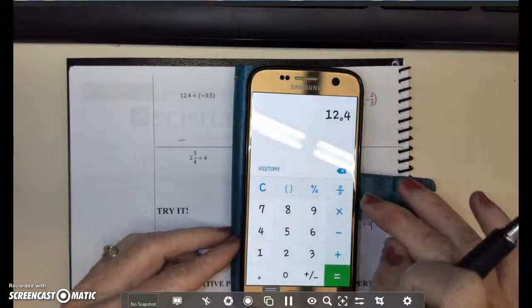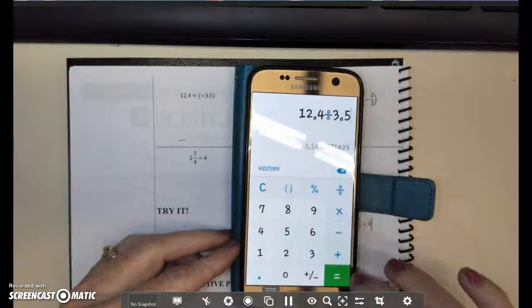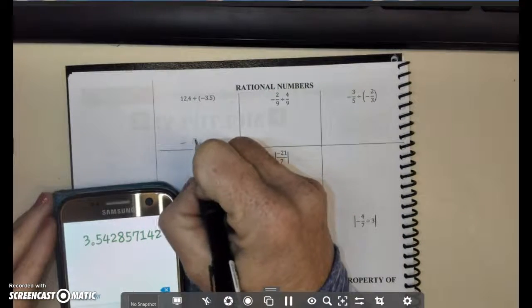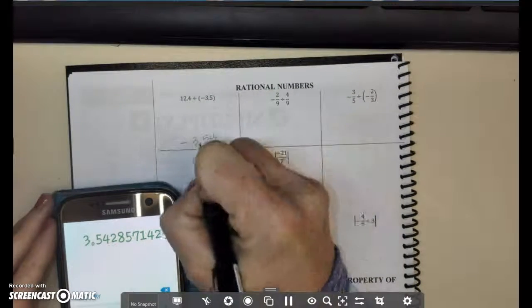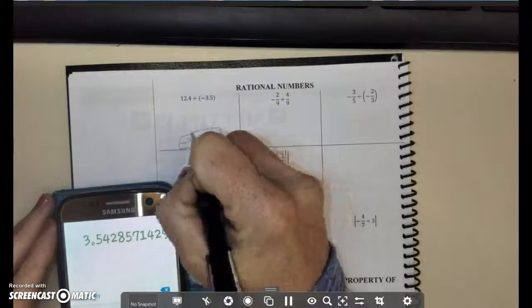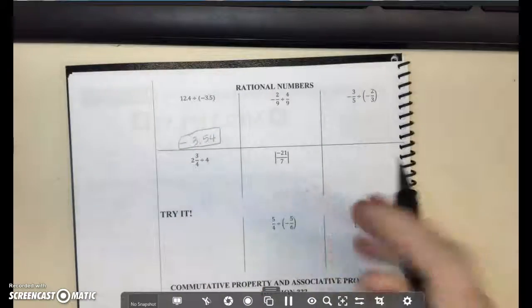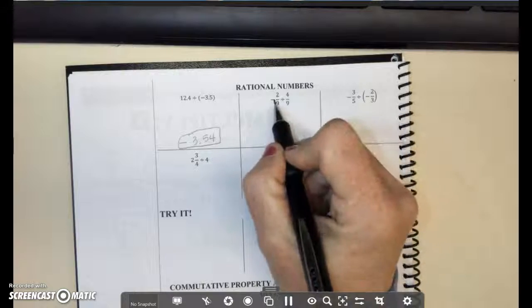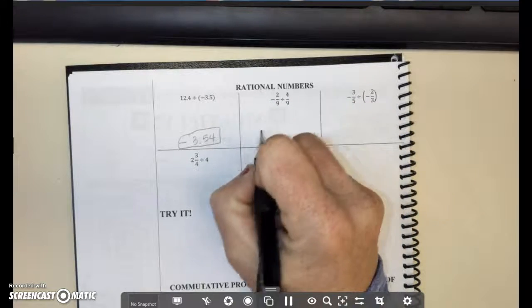12.4 divided by 3.5. I don't even need to include the negative on there because I know that 5, 4, we can round it off to a couple spaces. I already determined that it was negative, so I don't need to worry about that anymore. Negative divided by a positive, I know my answer is going to be negative, so I can just ignore that.